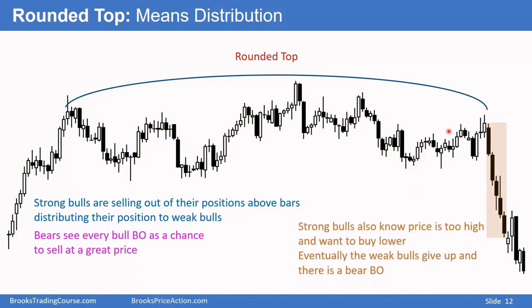The strong bulls also suspect that the price is too high, and they want to buy lower. Eventually, all you're left with is weak bulls, and they give up. The strong bulls want to buy lower, so they're not buying. They want to buy down here. The weak bulls are buying, and here they give up.